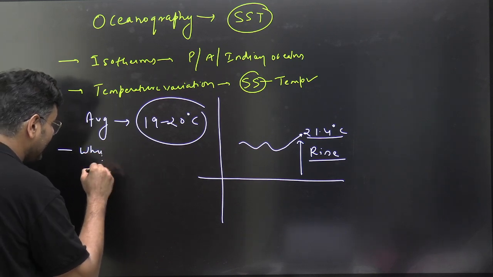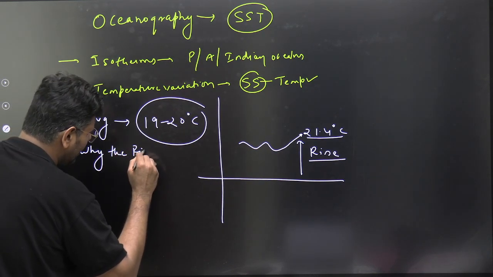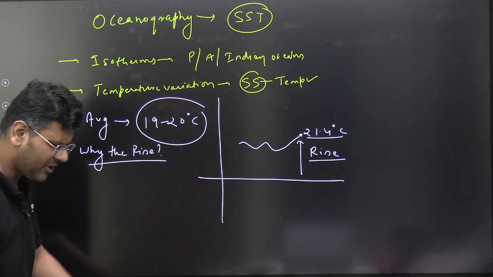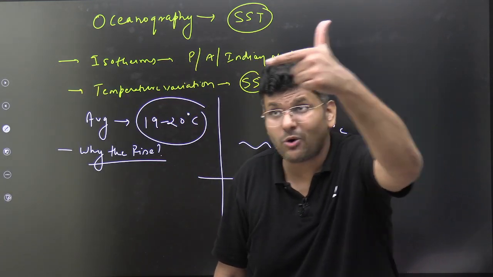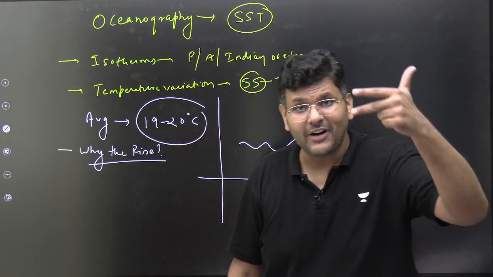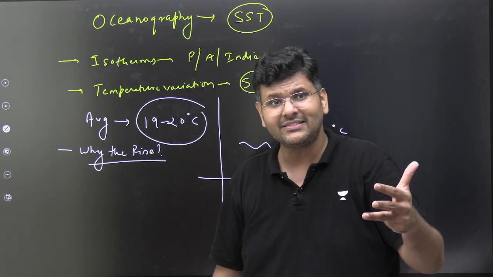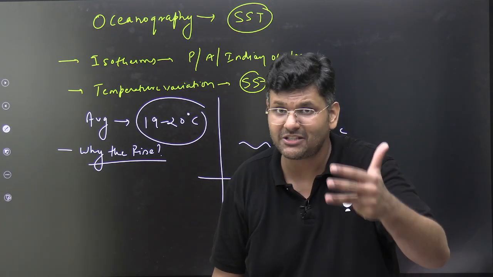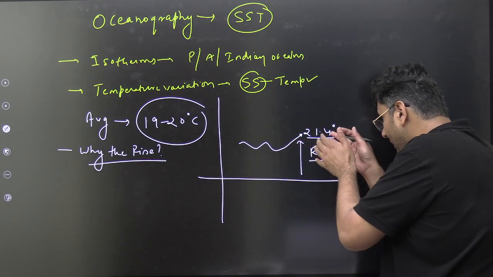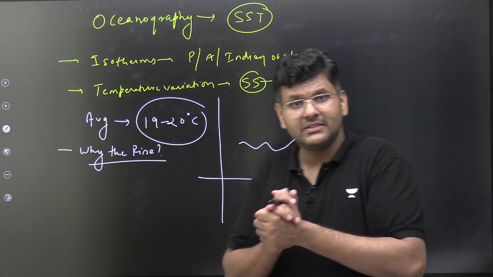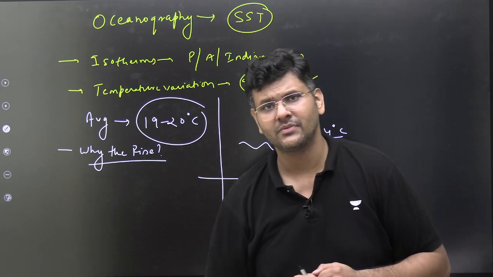Why the rise? Even if they have not asked you, I don't mind putting in a statement there that because of global warming, because of the gases that are all around, emissions, urbanization, anthropogenic activities, your sea surface temperature has been increasing. And it has gone from somewhere around 19-20 degrees Celsius to around 21.5 degrees Celsius.